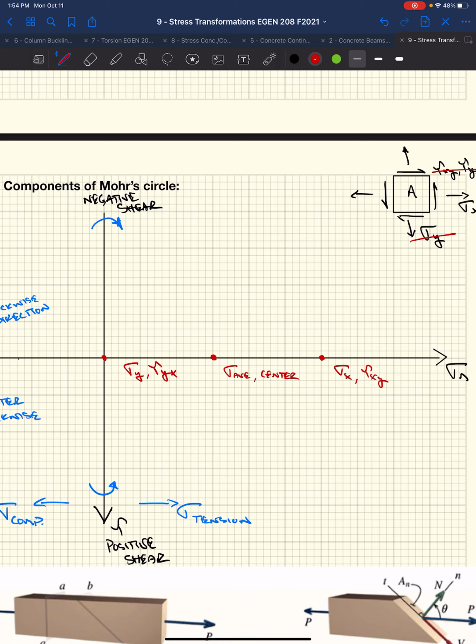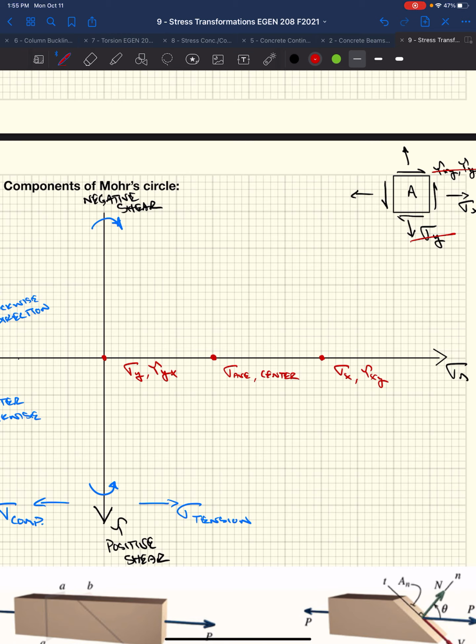So even if these 2 points were, say, up here and down here, we know tau xy and tau yx are the same. So even if we had shear stresses, we're going to be landing on points that are equal distance above and below the x-axis. So our center is always going to land on this x-axis. Once you establish the center, you need the radius.